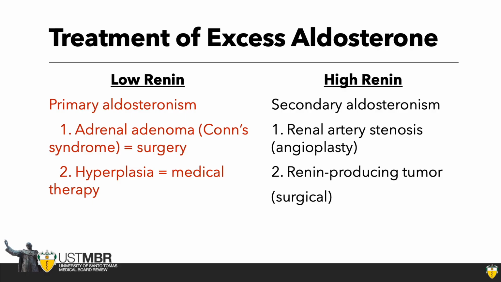Okay, so to interpret this, generally we do a combination of aldosterone and renin. So if the renin goes down appropriately, then the problem is aldosterone producing cells.